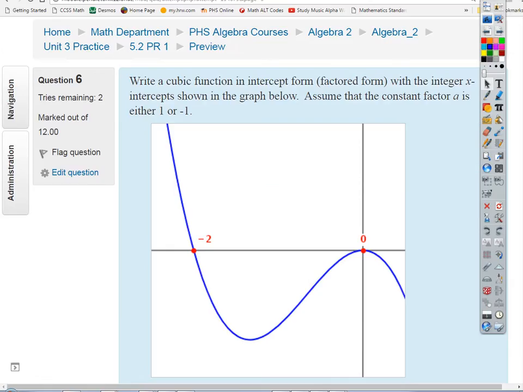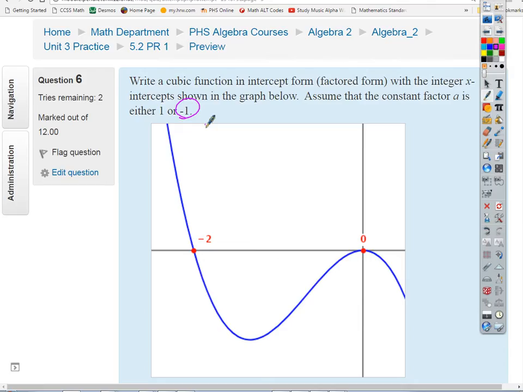Okay, what about this guy? It's cubic. So first of all, let's look at the end behavior. Is it positive or negative end behavior? It's negative, isn't it? Because it's going up on the left and down on the right, and that's opposite, right? So we know right away that A is equal to -1. Okay, but what about the x-intercepts?